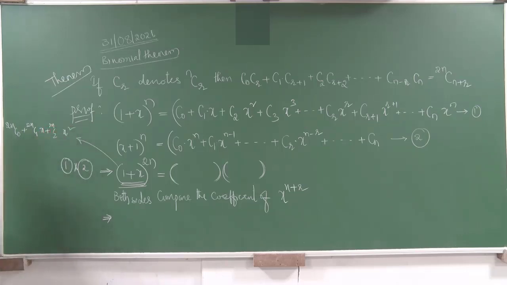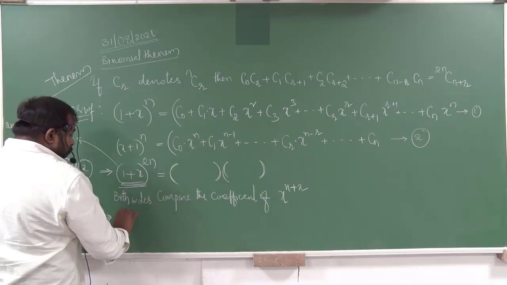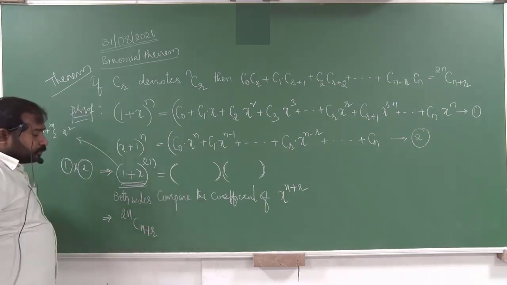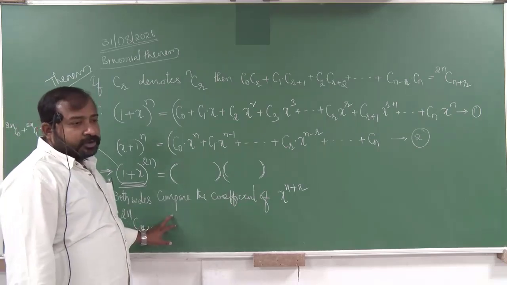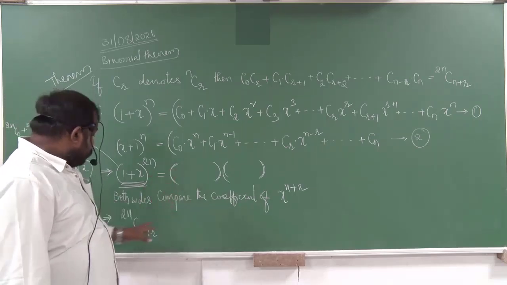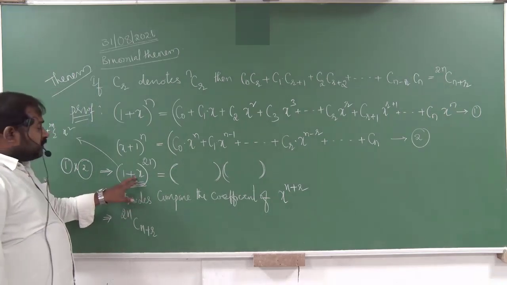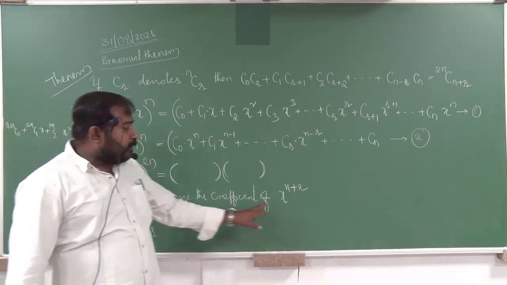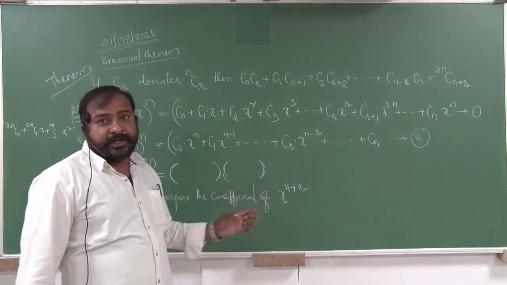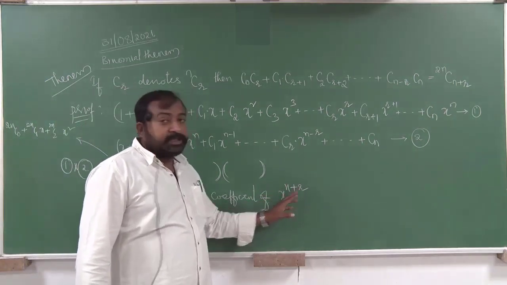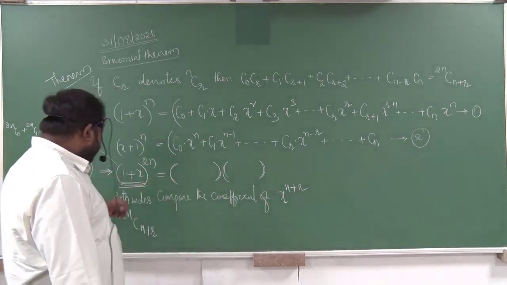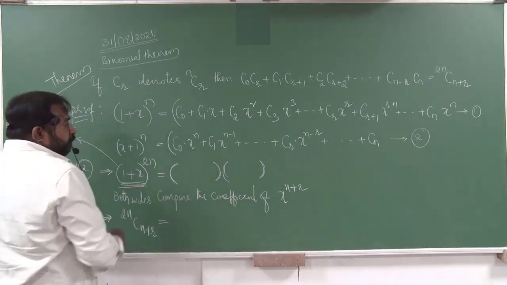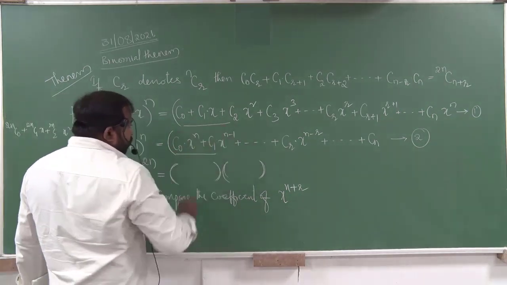Like this you will get it now. Then x power n plus r means what you will get on this side, 2n C n plus r into x power n plus r. Of course, my requirement is the coefficient only. So 2n C n plus r. In this expansion, if you calculate the x power n plus r coefficient, you will get 2n C n plus r equal to this side, this value into this value.